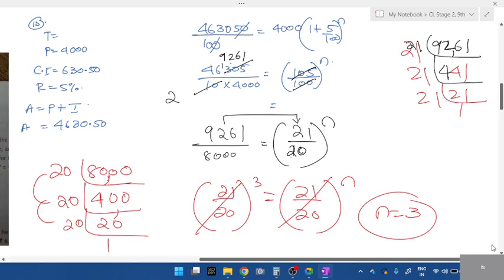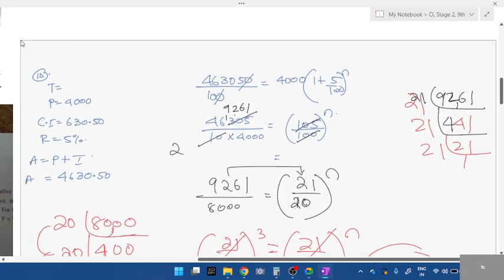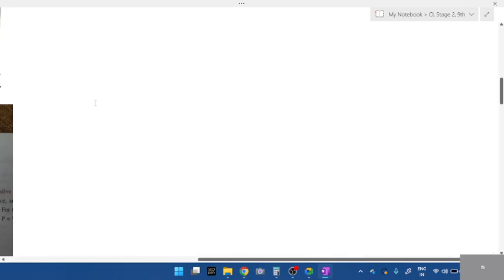N is equal to 3. Shall we do the next one? You'll have this for exam, right? But ma'am, give it for test.